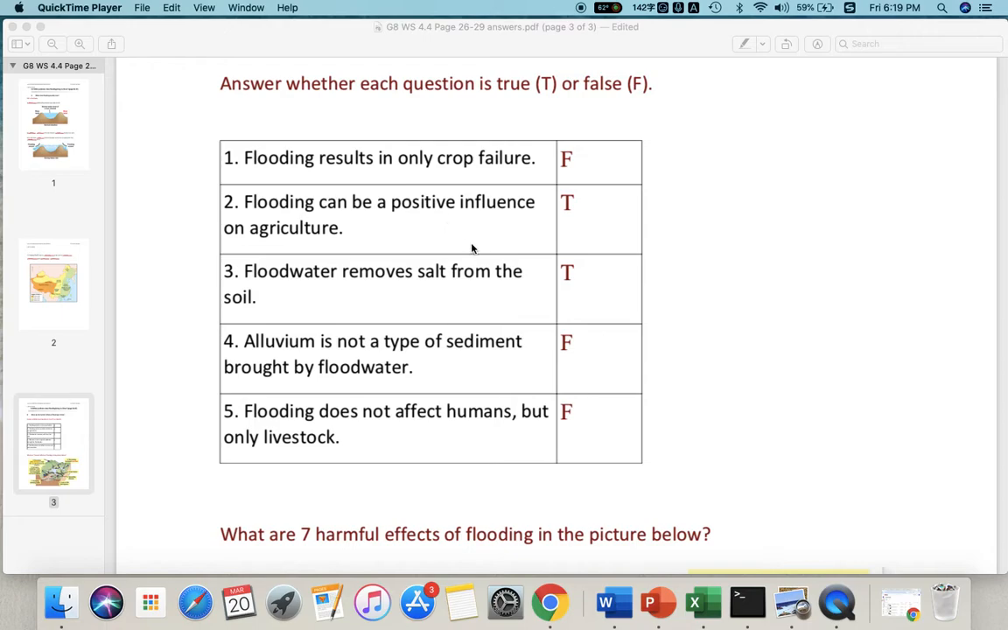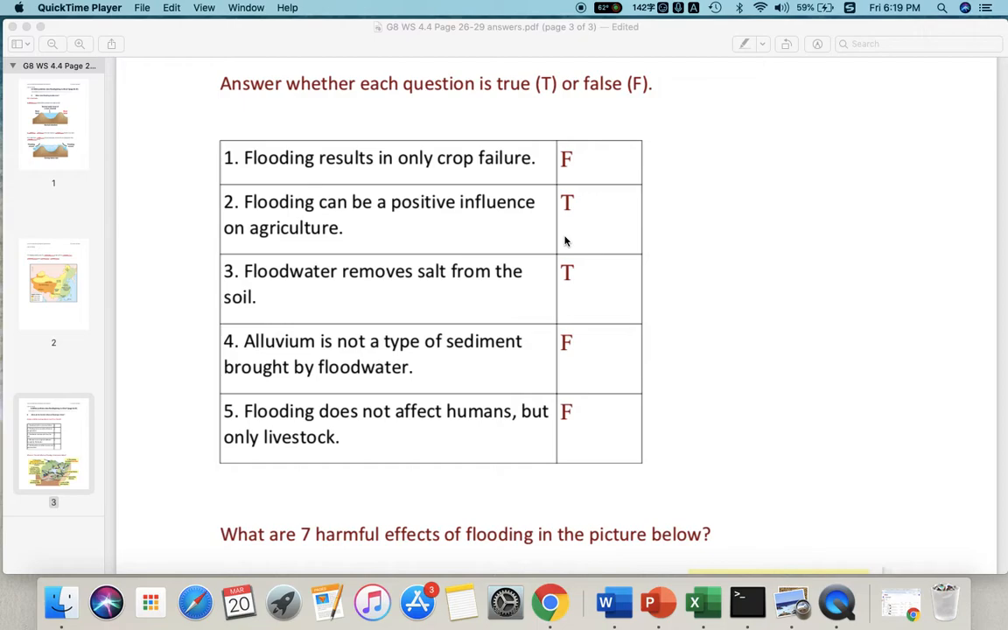So this is true. Number three, flood water removes salt from the soil. This is true. Maybe some of you mixed up the concept with the over-irrigation water from the last unit that we mentioned in the first term. But here, again, you can refer back to page 28. In the pink box, it mentions that soil in some areas is salty. It is very difficult to grow crops on such land. Flood water dissolves and removes the salt from the soil, so this helps farming too.